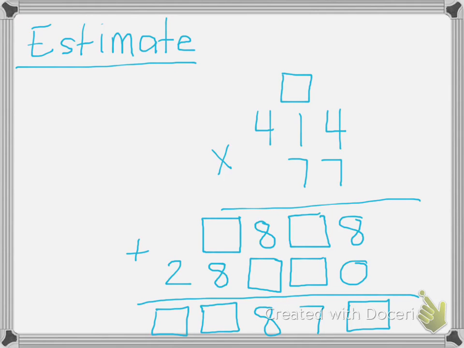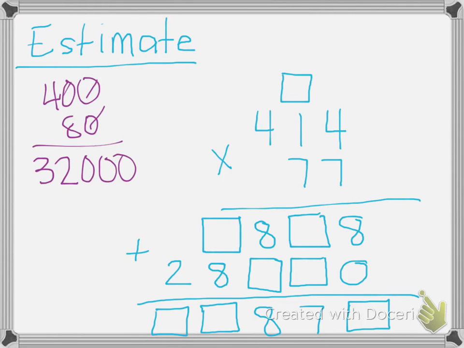Number 2 says estimate and then actually solve the answer. So if I were estimating, I would round 414 to 400, and I would round 77 up to 80. Ignore those zeros for a minute. 8 times 4 is 32, and then add the 3 zeros back. So I know my answer should be around 32,000.